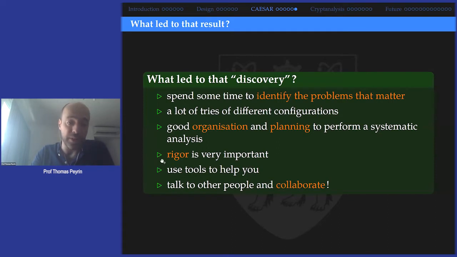That's also another point. Rigor is very important, especially in cryptography, because if you're not rigorous enough, your cipher is not secure, then yeah, it's completely useless. But I think for any kind of science that you're doing, rigor is really something important.